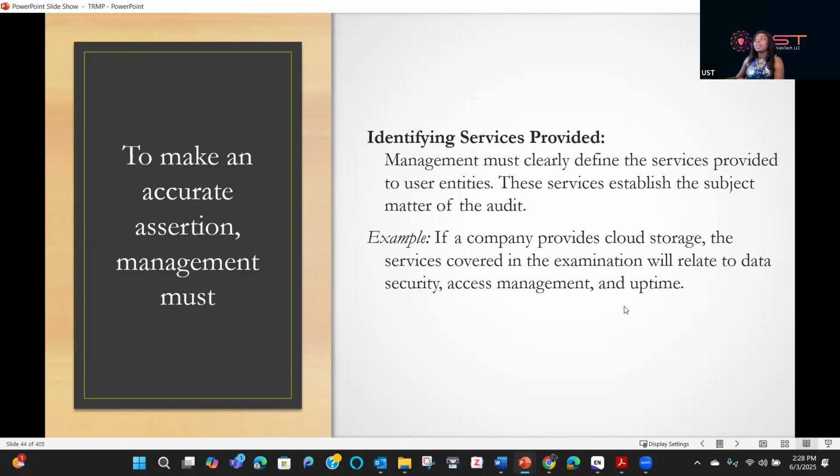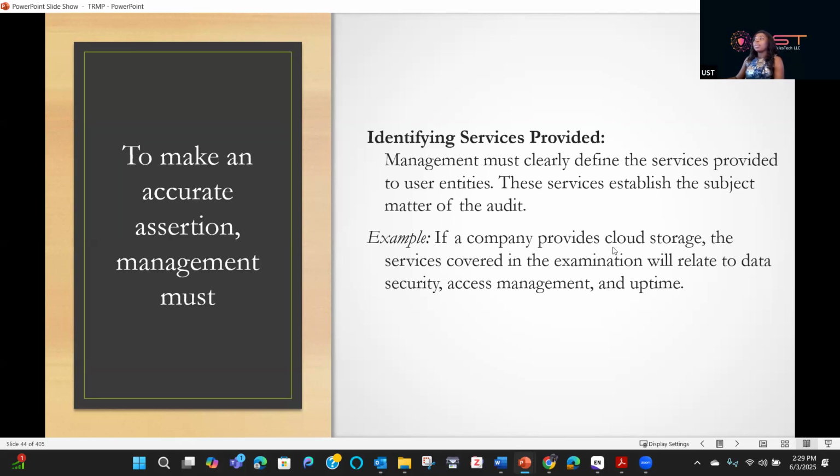Management must clearly define identifying services provided. Management will also clearly define the services provided to user entities. These services establish the subject matter of the audit. This is a big one, especially when you are analyzing a SOC 2 Type 2 report. You need to know what kind of service it is. It's very, very important. You're going to be checking, right? And that's why they talk of the services provided to user entities. It also establishes the subject matter of the audit, which is very important. And when we go there, you guys will see that in real time.